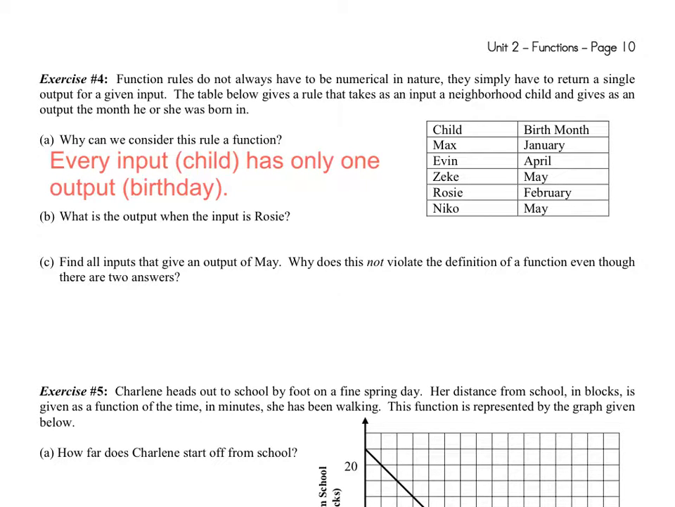All right, what is the output when the input is Rosie? All right, so let's look. You put in Rosie, she was born in February. So we put in Rosie, we got out February. So the output is February.